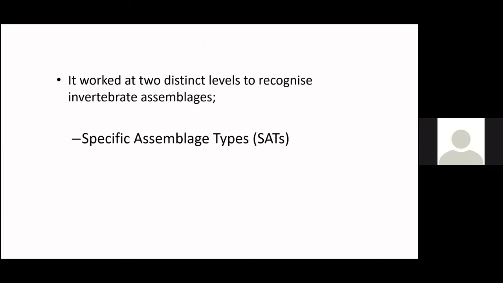So ISIS worked at two distinct levels. Firstly, at a specific assemblage type level, or SAT. So anytime you hear the word SAT tonight, that's what we'll mean. And at a broad assemblage type level, BAT or BATs. Again, anytime you hear the word BATs, it won't be these flappy winged things that come out at night. It will be broad assemblage types. But we'll soon be able to forget those because they didn't last.